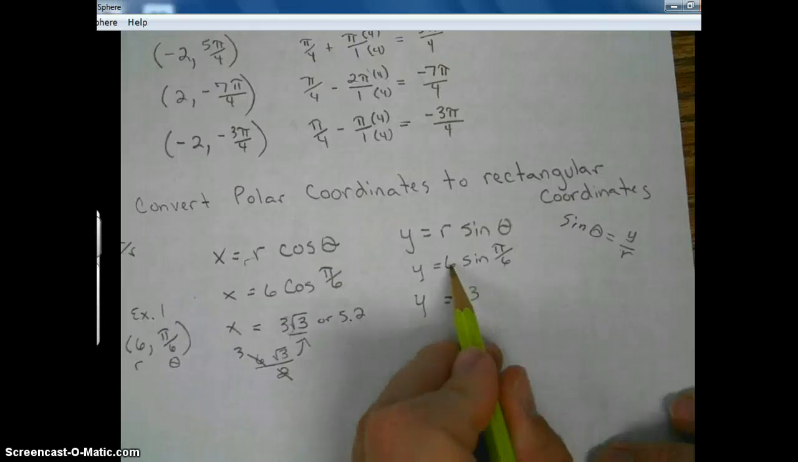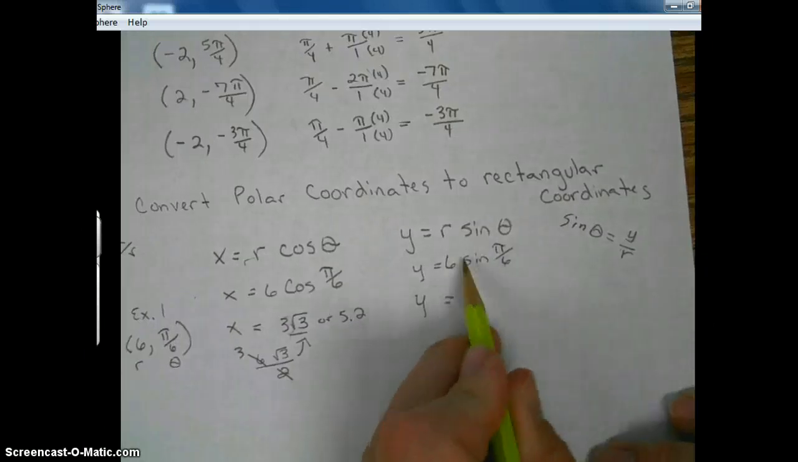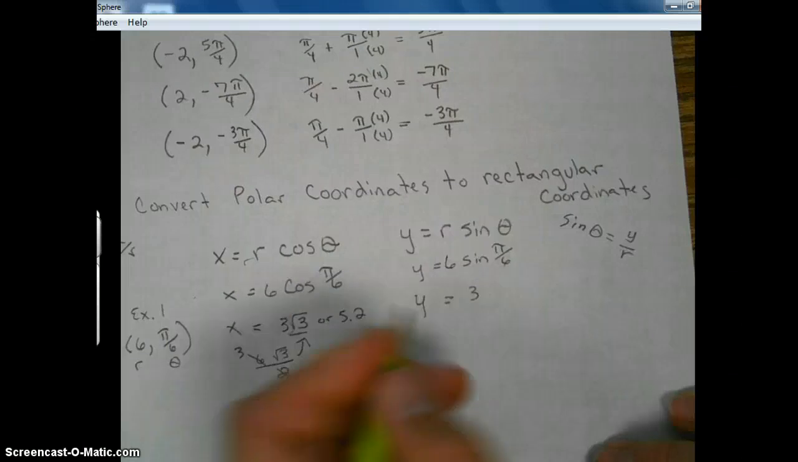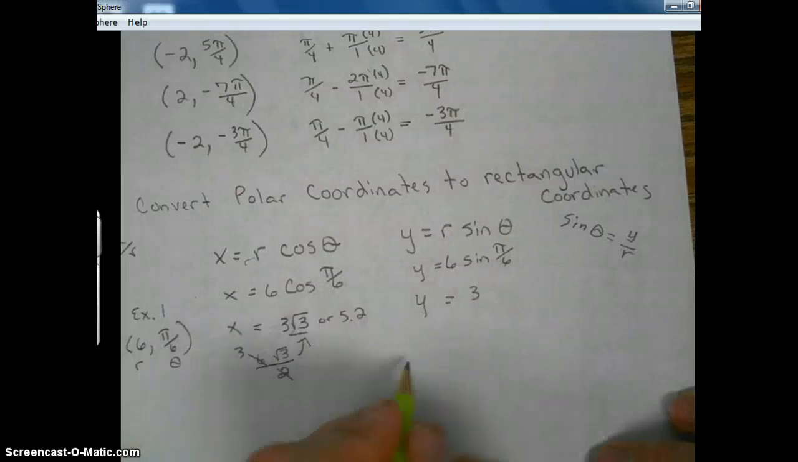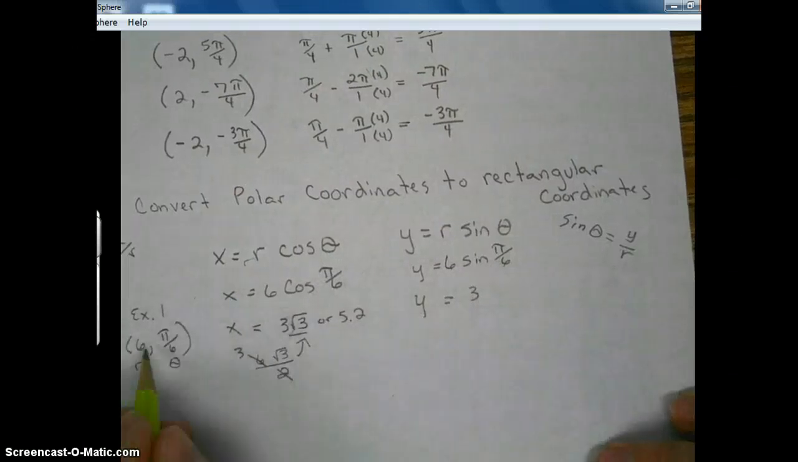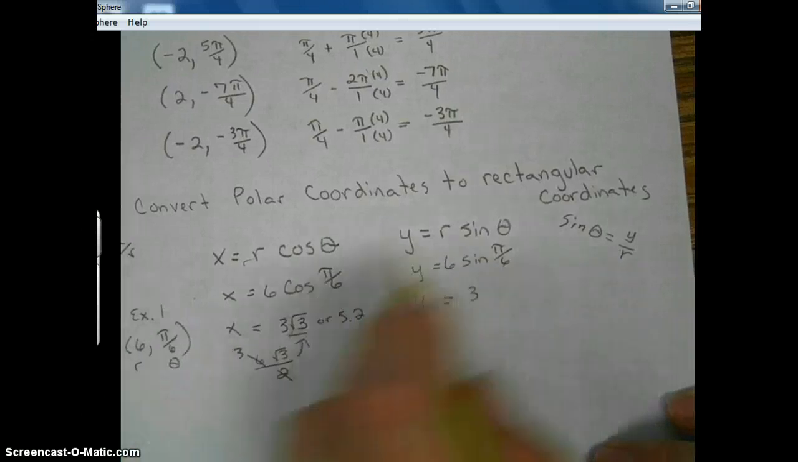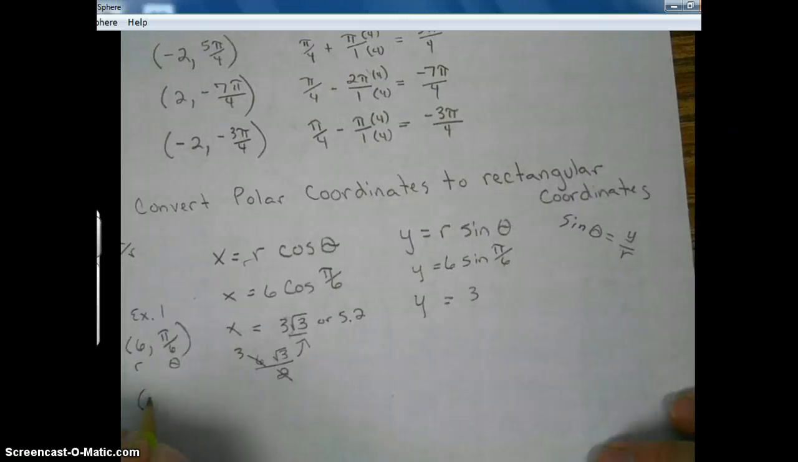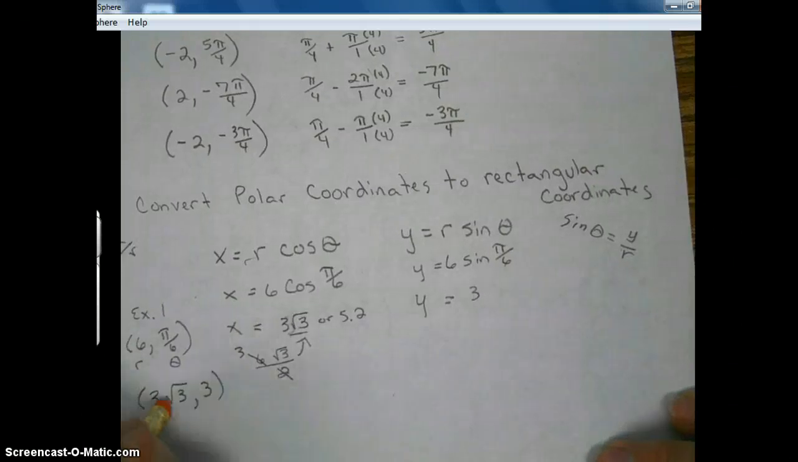And then y is going to be 6 times the sine of pi over 6 from our unit circle. So 1/2, 6 times a half is 3. So converting, this is polar, and then to rectangular, 3 radical 3, comma 3.